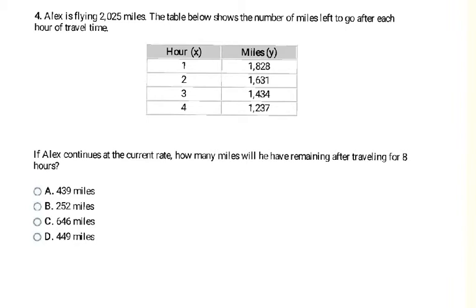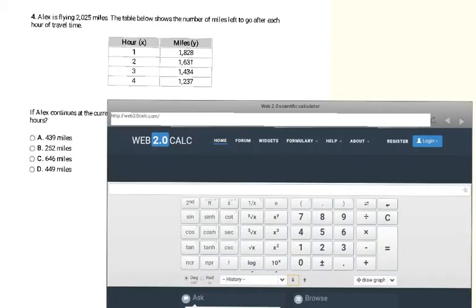In this section, you could also be asked to solve equations from word problems. So you have Alex is flying 2,025 miles. The table below shows the number of miles left to go after each hour of travel time. So here's the table. We have our x's as the hours, and our y's is the miles. If Alex continues at the current rate, how many miles will he have remaining after traveling for 8 hours?